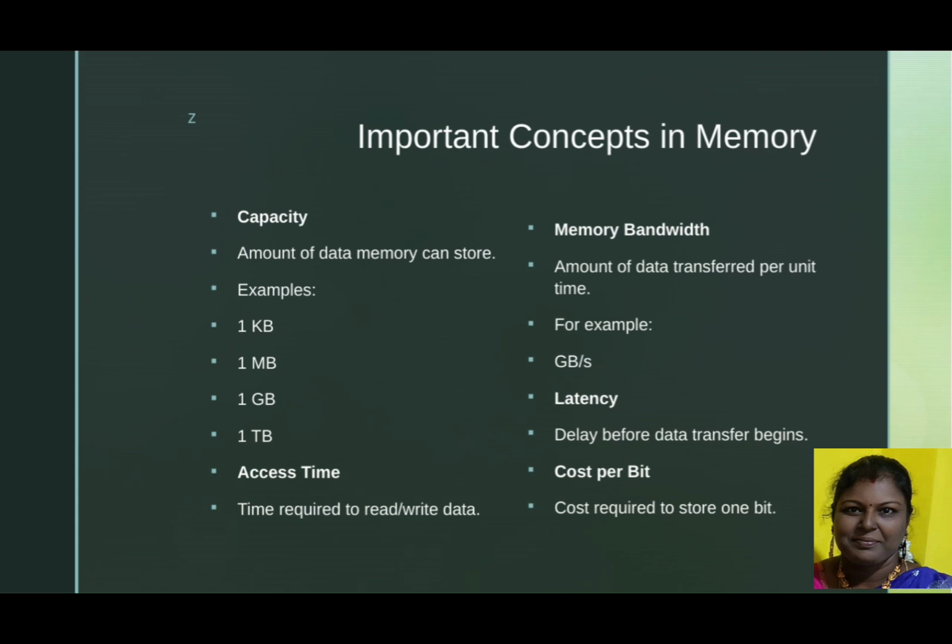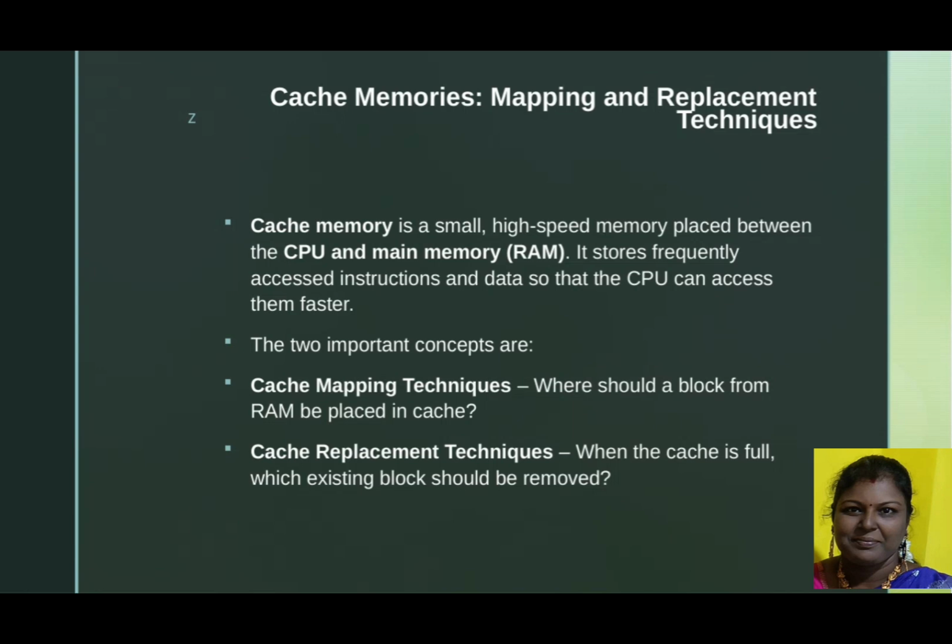Cache memory acts like a fast lane between the CPU and the main memory. It holds the instructions and data we use most often, so the CPU doesn't have to wait around. Two key ideas help this work smoothly. First, cache mapping techniques decide where a block from RAM should go in the cache. Second, cache replacement techniques figure out which block to remove when the cache is full. Together, these keep the system running efficiently.